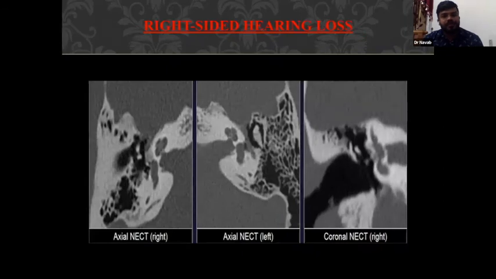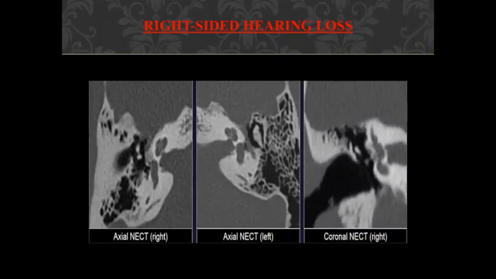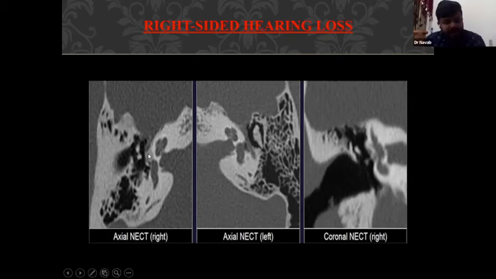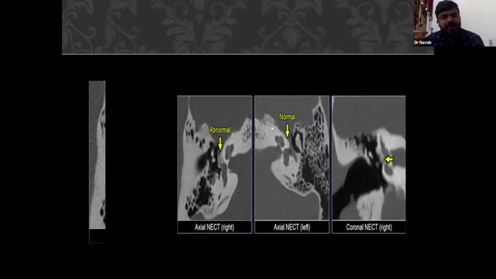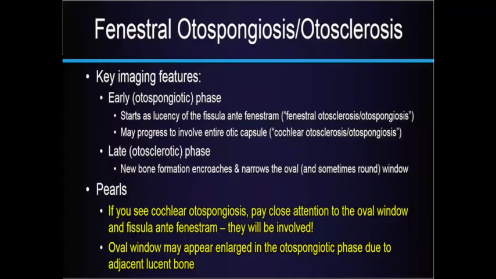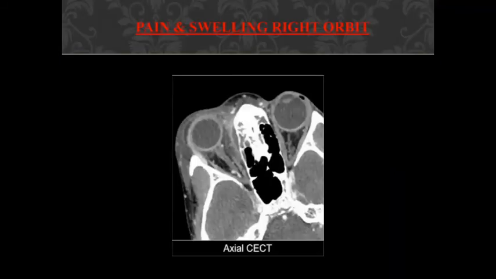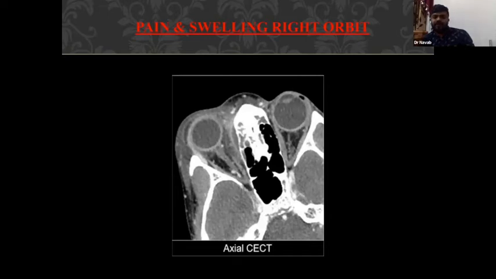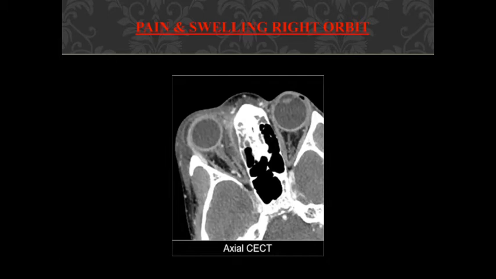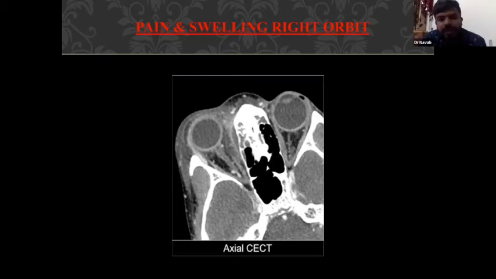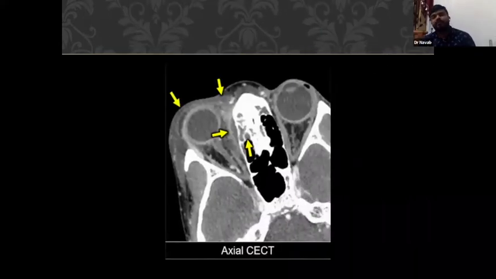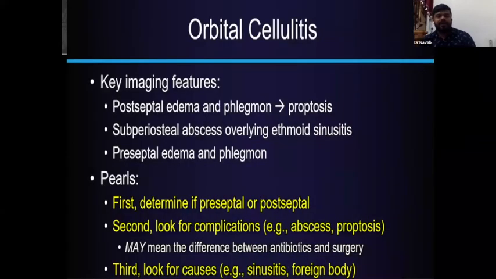So right side hearing loss. I already mentioned this. In this image some demineralization is there, so I am just skipping that. Pain and swelling in the right orbit, what are you seeing? There is a subperiosteal abscess, intraconal extension, orbital cellulitis, preseptal and postseptal. Okay, very good. This is a case of orbital cellulitis.